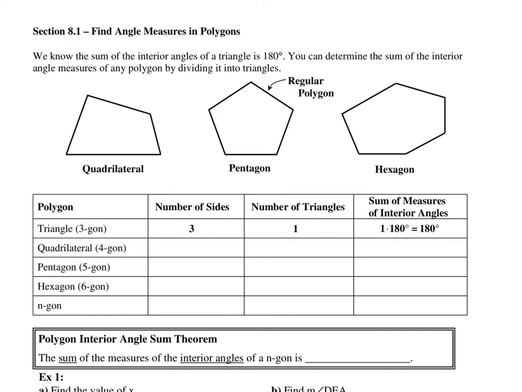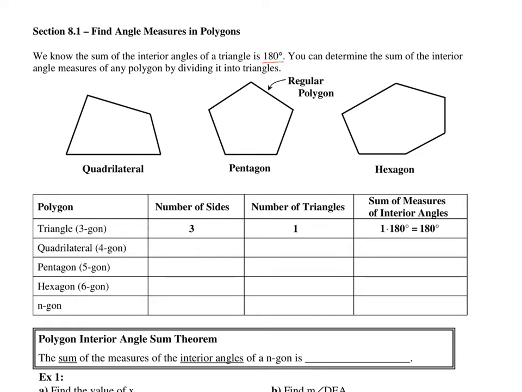All right, starting lesson 8.1, find angle measures in polygons. We know the sum of the interior angles of a triangle is 180 degrees. Now you can determine the sum of the interior angle measures of any polygon by dividing it into triangles.